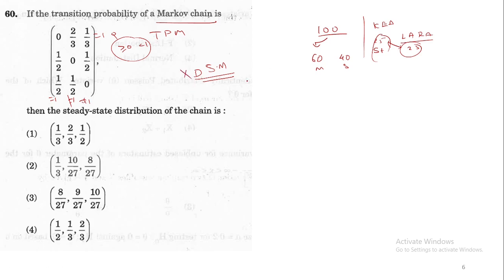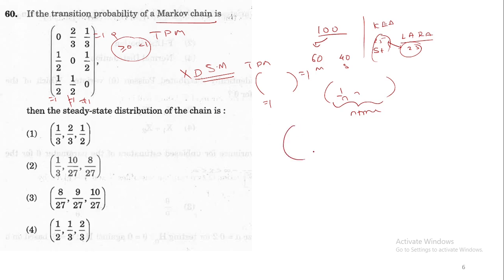The result is, if the transition probability matrix is doubly stochastic, meaning both row sum and column sum are 1 for all the states, then the steady state probability is 1 upon n. This is the result. You may get those questions also. Those questions have appeared in KSET as well as NET, so you can check.